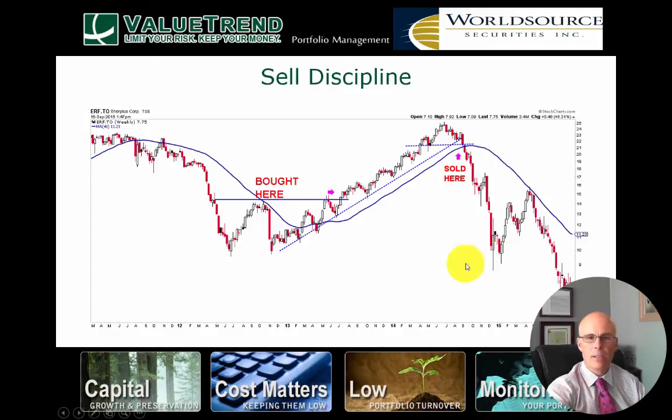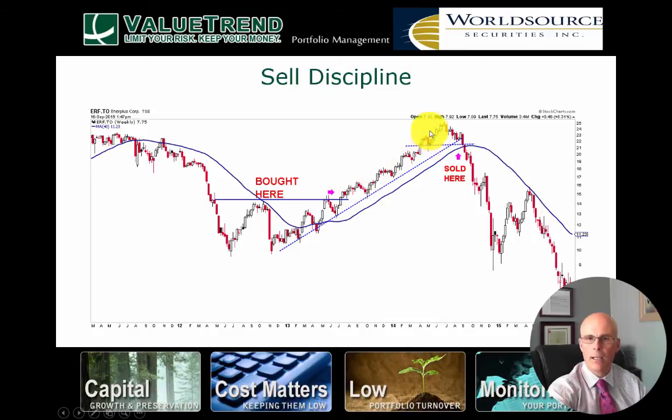Okay, so this is a good example. This is Enerplus, which is an oil and gas company. We bought Enerplus on a phase 1 breakout. There's a consolidation. We bought it right here. It broke out, tested, we bought. Now you're in an uptrend, phase 2 uptrend, higher highs, higher lows.